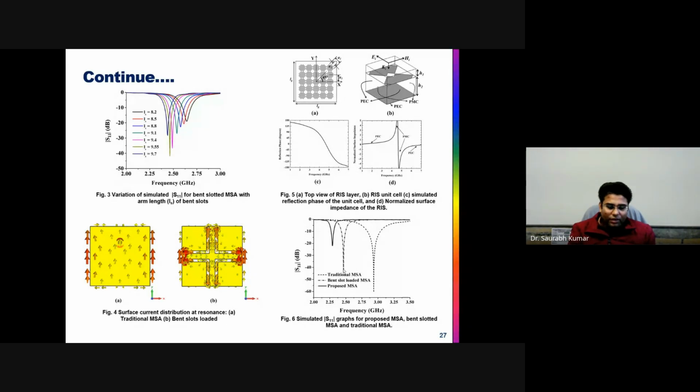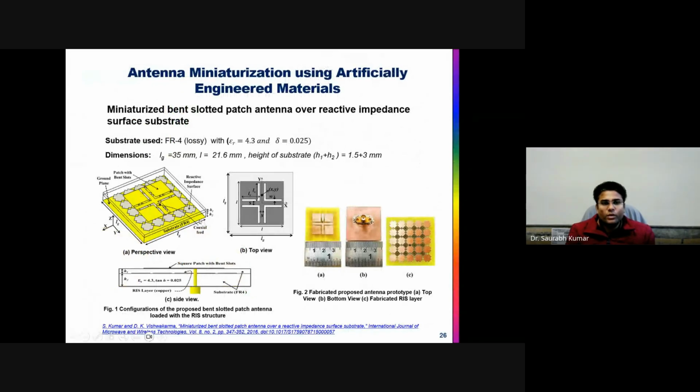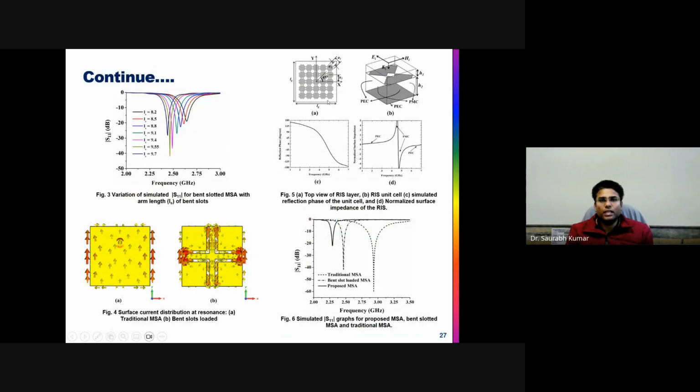Then further miniaturization is achieved by loading this antenna with this layer, and this is known as the reactive impedance surface, RIS, layer. So what is the benefit of this layer? As you see here, when the RIS layer unit cell is excited, it will give you a reflection phase of 0 degrees at the resonance, where it is giving you the PMC behavior, perfect magnetic conductor.